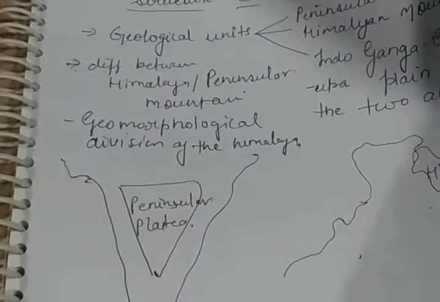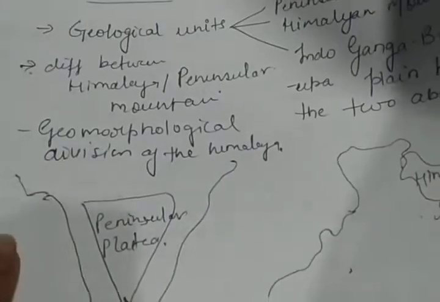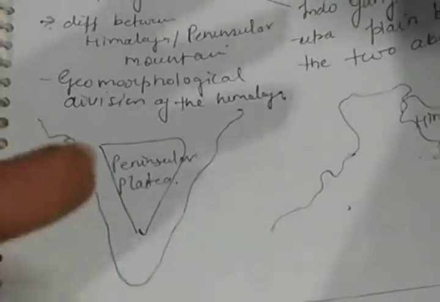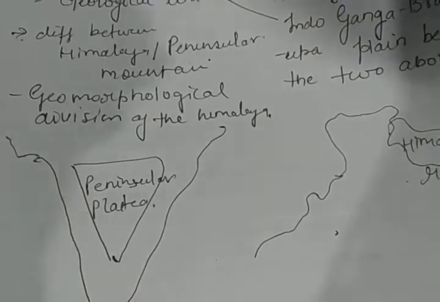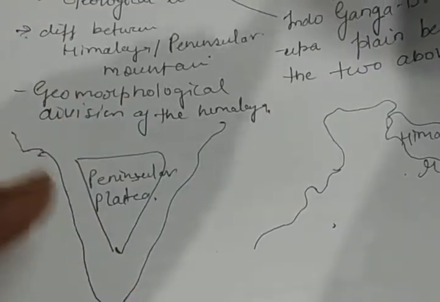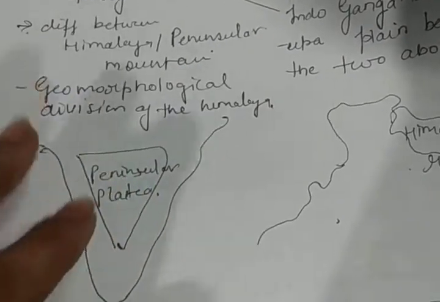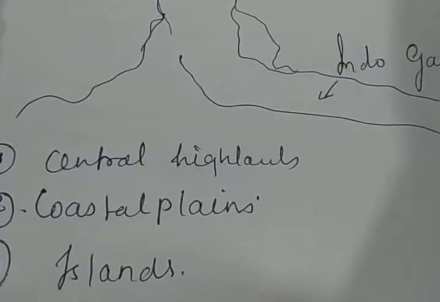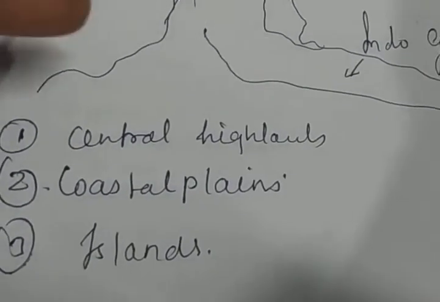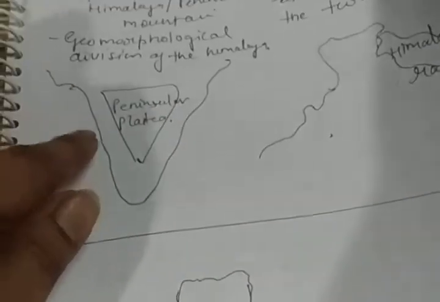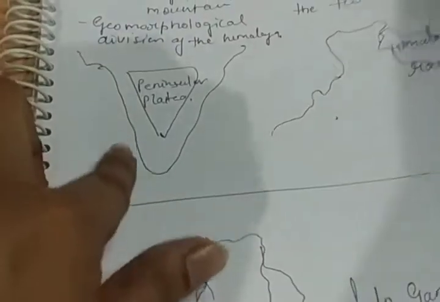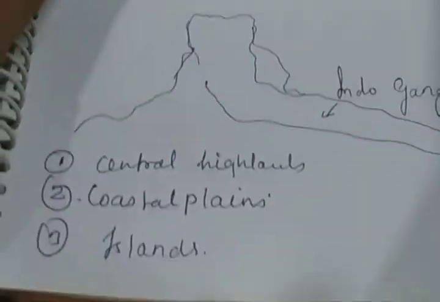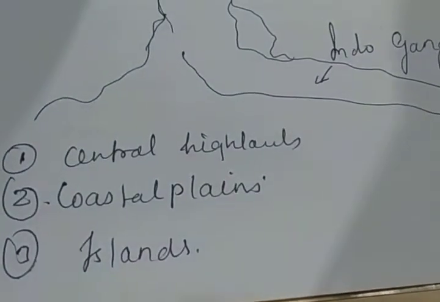Then we'll continue with the next topic, that is the geomorphological division of the Himalayas: Greater Himalayas, Lesser Himalayas, and Shivalik ranges. This kind of information we can get with this topic. Then we can continue with the central highlands, you can say the Malwa plateau and all areas. Last is related to the coastal plains, coastal areas, the eastern coastal region and western coastal region. And at the end of this chapter we'll study about the islands.